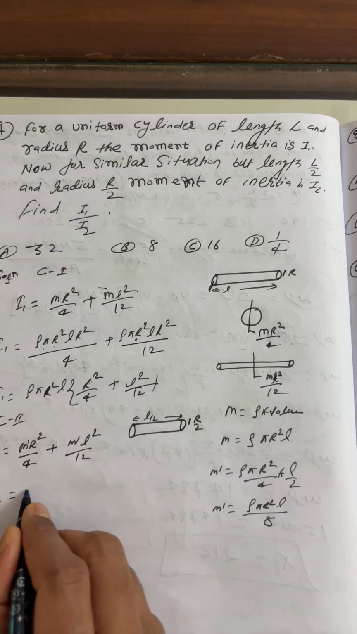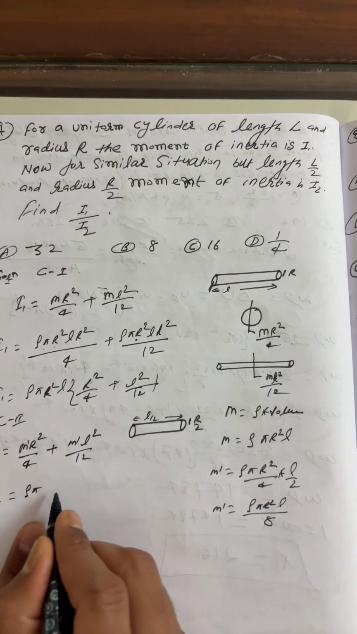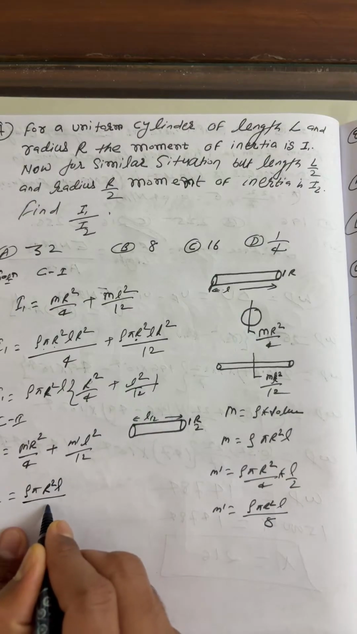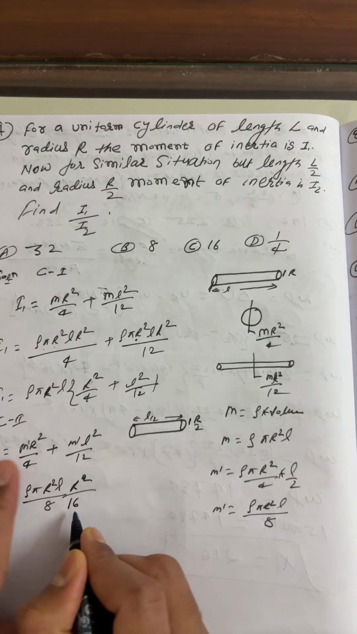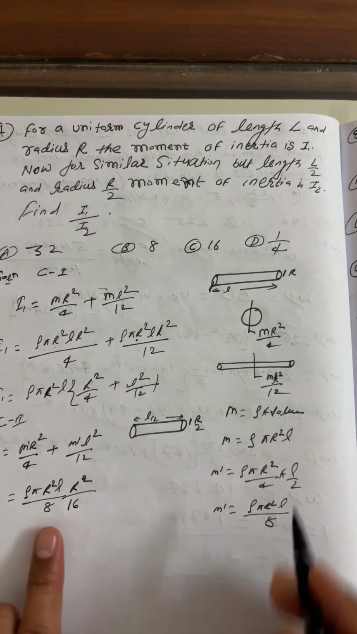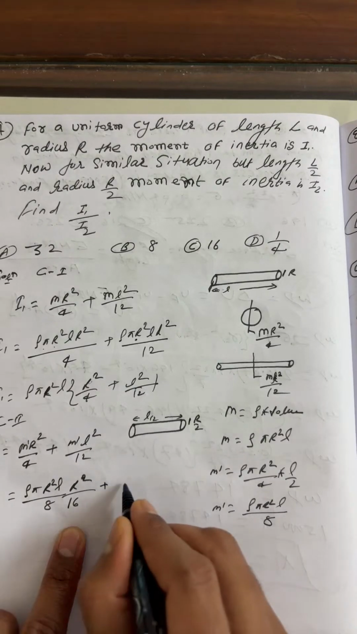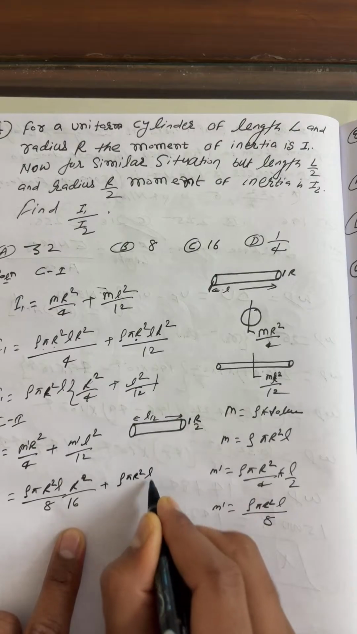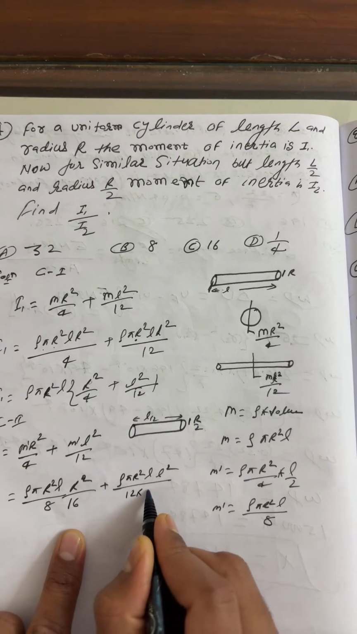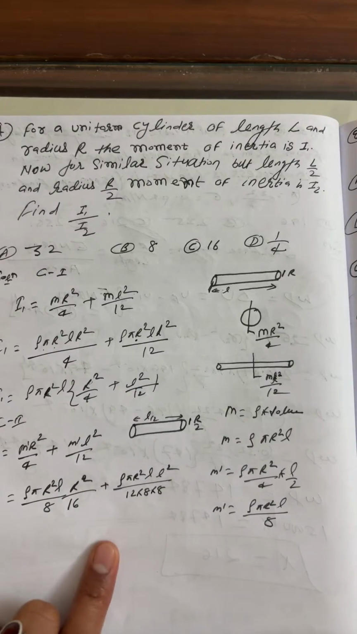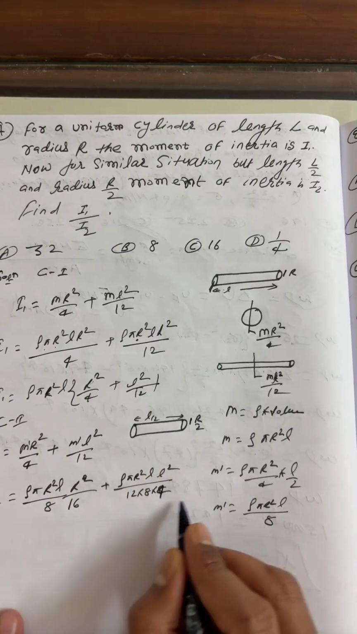So I2 is M prime, rho pi r square L upon 8, into R square by 16, since R by 2 squared is R square by 4, and 4 times 4 is 16, plus rho pi r square L into L square by 12 into 8 into 4. That is 12 from here, 8 from here, and L by 2 squared gives a 4.